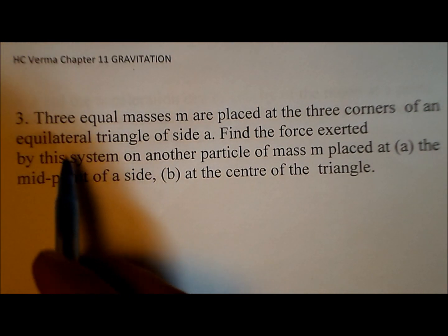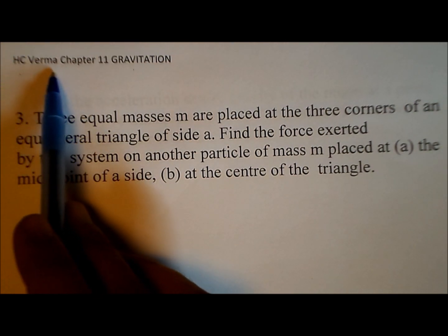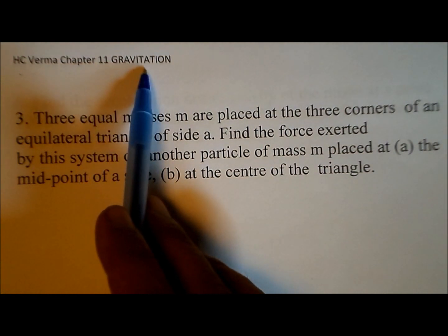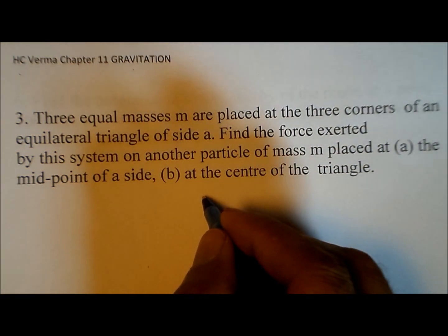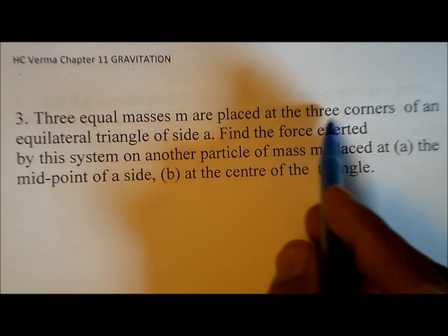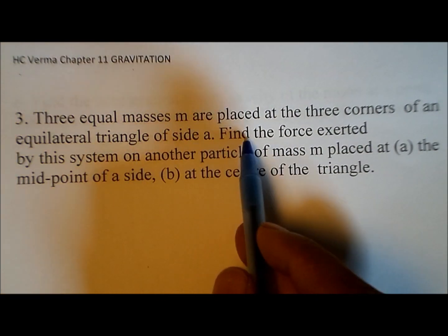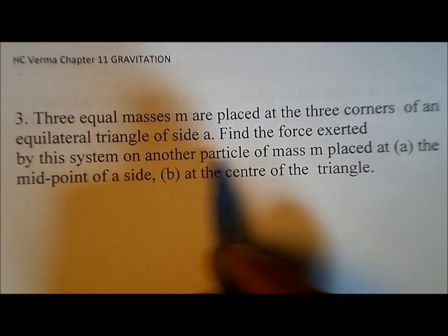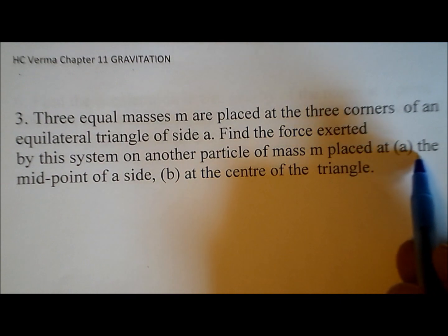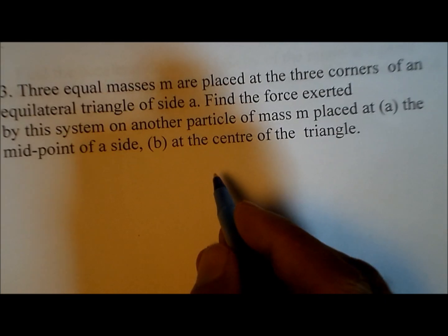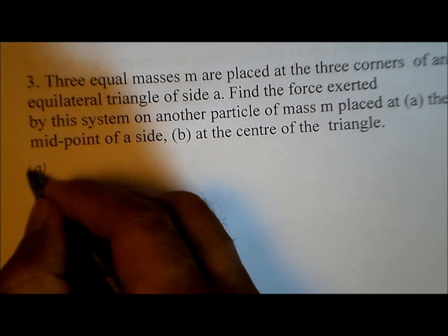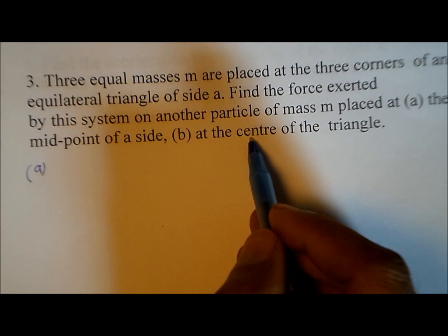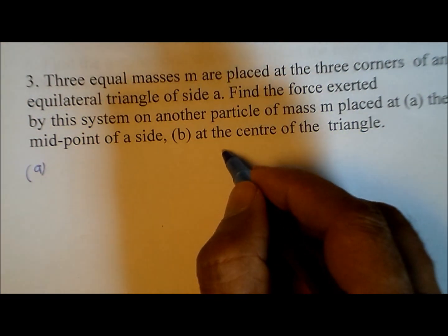So this is the third problem in H.C. Verma's physics, chapter 11 of gravitation. We have three masses m placed at the three corners of an equilateral triangle. Find the force exerted by this system on a mass m placed at the midpoint of a side. We'll do the first part, and the second part is to find that force at the center of the triangle.